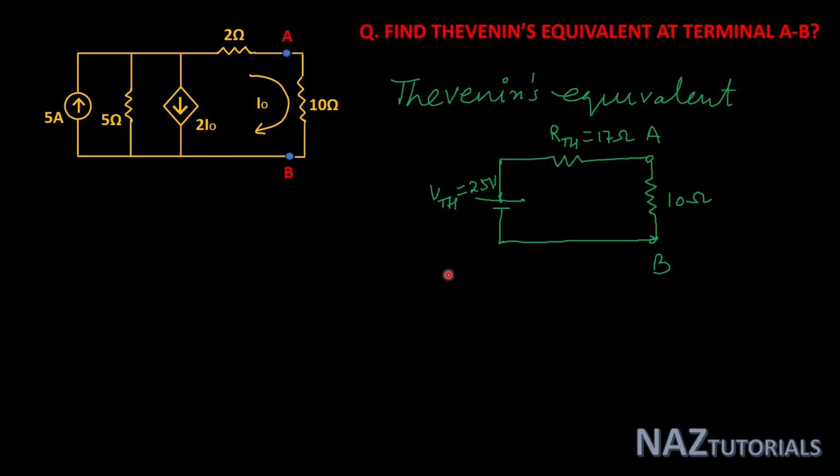The Thevenin equivalent at terminal AB is like this: VTH in series with RTH. Our calculated VTH is 25 volt and RTH is 17 ohm.